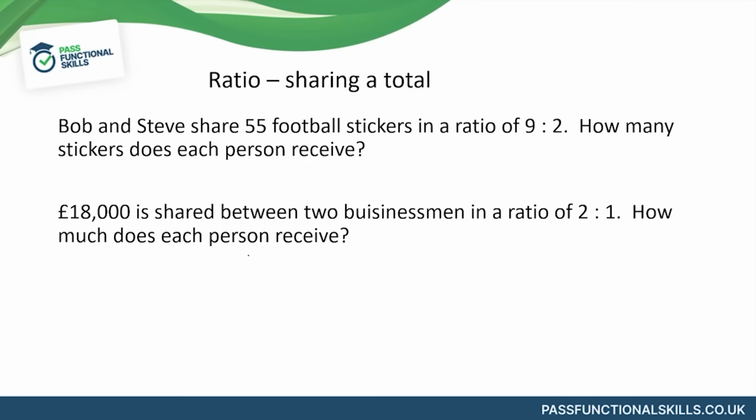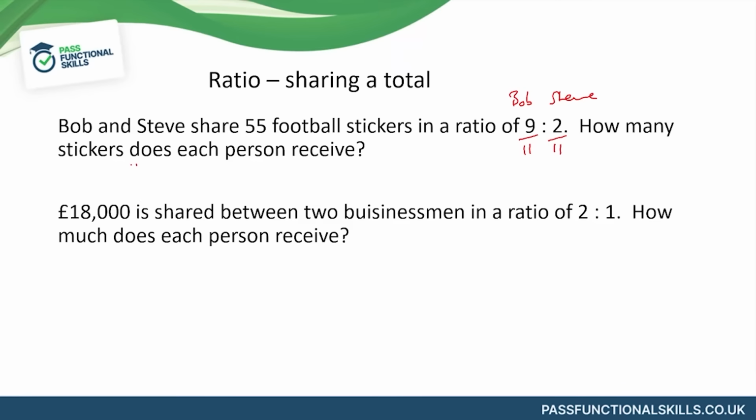Probably one of the most common skills you need with ratio is sharing a total in a given ratio. So Bob and Steve are sharing some football stickers in a ratio of 9 to 2. Now, since Bob is mentioned first and Steve is second, then Bob gets the 9 and Steve gets the 2. So what we need to do is turn this ratio into fractions. Now 9 plus 2 is 11. So Bob gets 9 elevenths and Steve gets 2 elevenths.